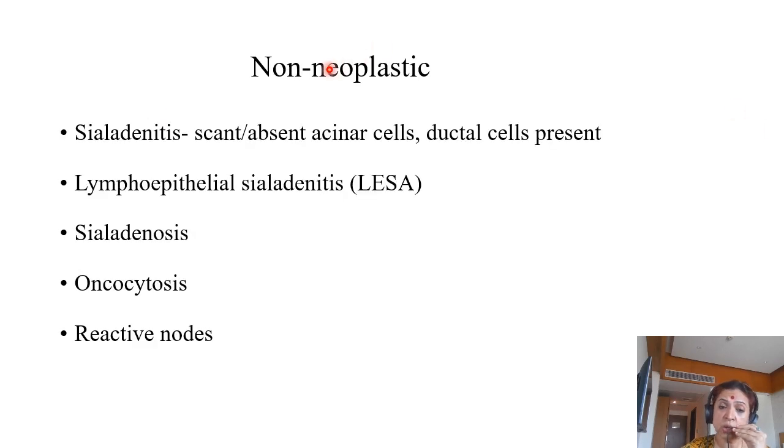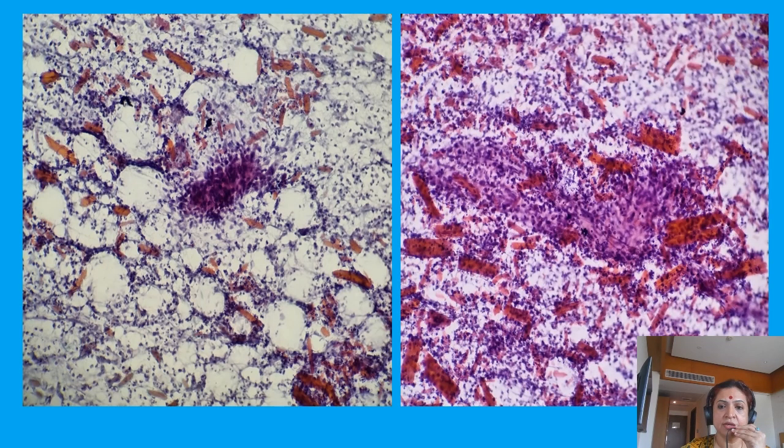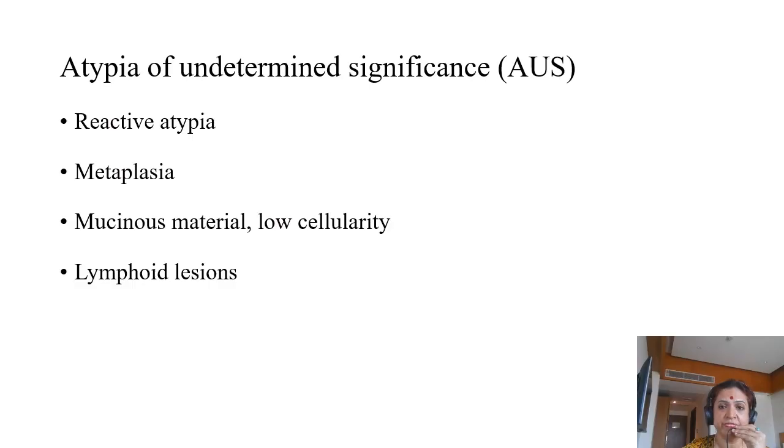So non-neoplastic. Now non-neoplastic is basically due to the inflammatory conditions. It can be due to ciliadenosis, oncocytosis, and sometimes what the clinician feels like a salivary gland tumor on aspiration may turn out to be just a reactive lymph node. So this is where there is an inflammatory pathology with mainly the ductal cells and background showing dense inflammation.